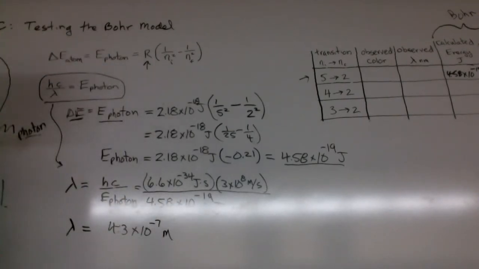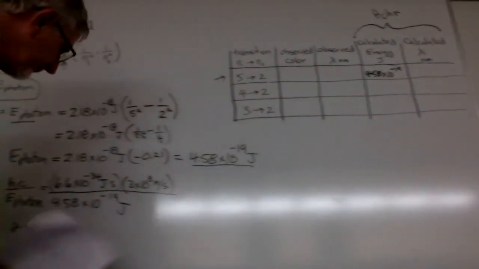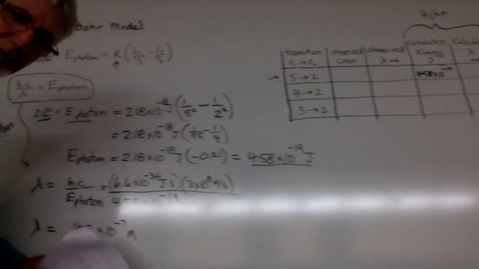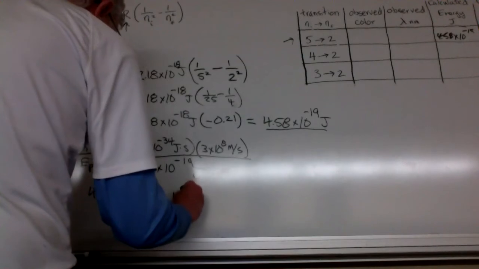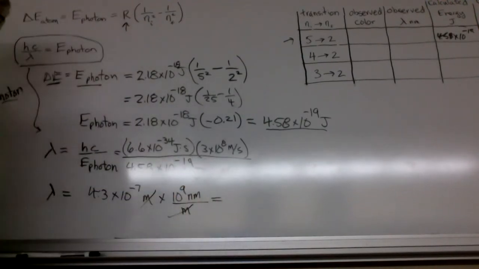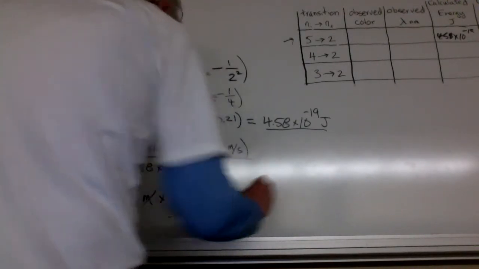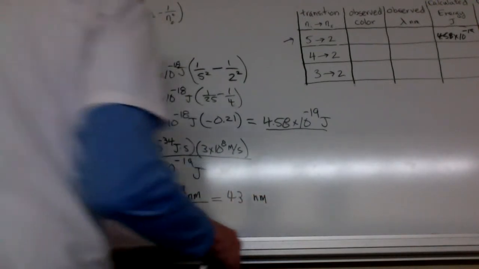That's the wavelength. But we're asked to give the wavelength in nanometers, right? So again, this is given in your handout. There are 10 to the 9th nanometers per every meter. So the meters will cancel, and we get 430 nanometers. Actually, you get 432 nanometers, I believe, yes.